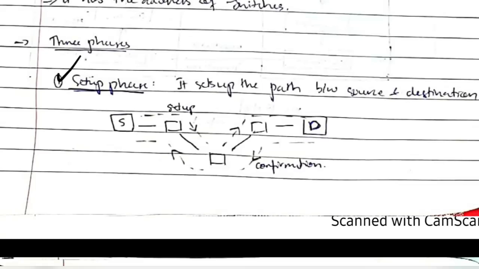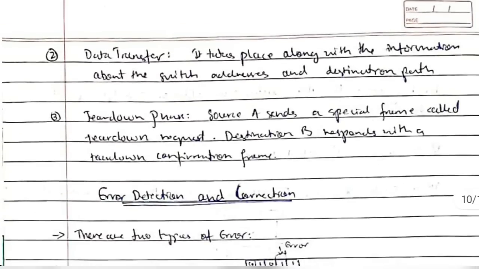Setup phase means the source will set up the path with the destination, and it will send a confirmation message that the path is set. After that, the data will be transferred, and after that, the teardown phase means the source sends a special frame called teardown request, and destination B responds with a teardown confirmation frame. After this point, the path will be broken down, and the data transfer will be completed.